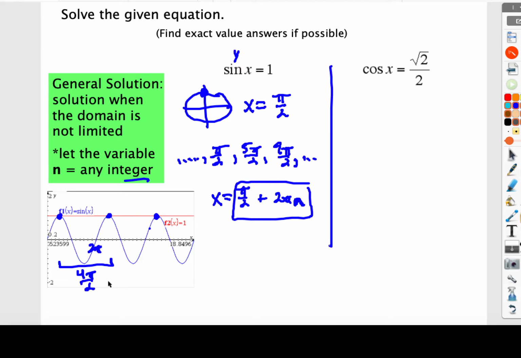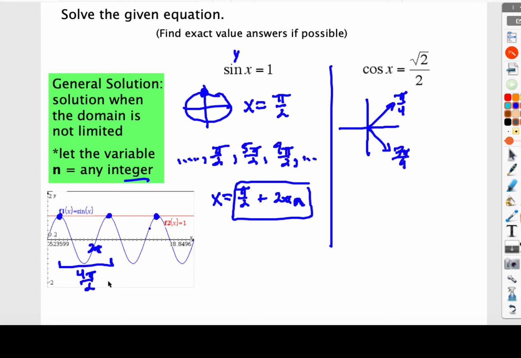Now, do we always use 2 pi? No, it depends on which kind of trig function we're looking at and how our function relates. Cosine is equal to root 2 over 2 at 45 degrees and at 7 pi over 4 down here. So pi over 4 and 7 pi over 4.